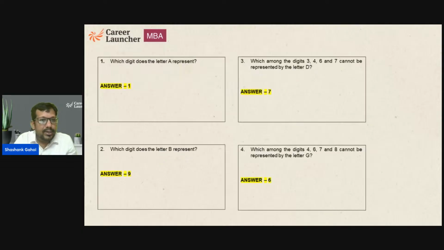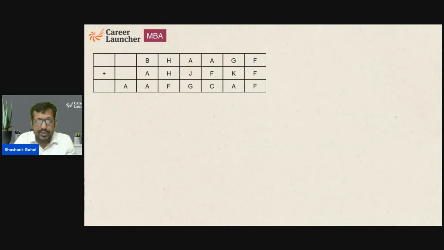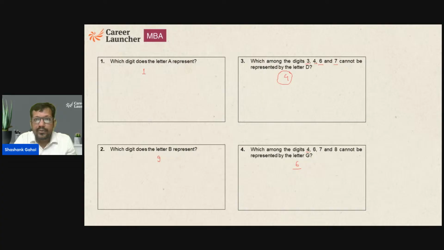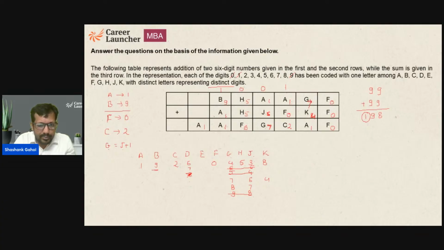Now let's see. The answer is 7, which means D cannot take a value of 7. Okay. Did I miss out something in this? I think I missed out. Let's go back again. In the first case, let me go back to this one.